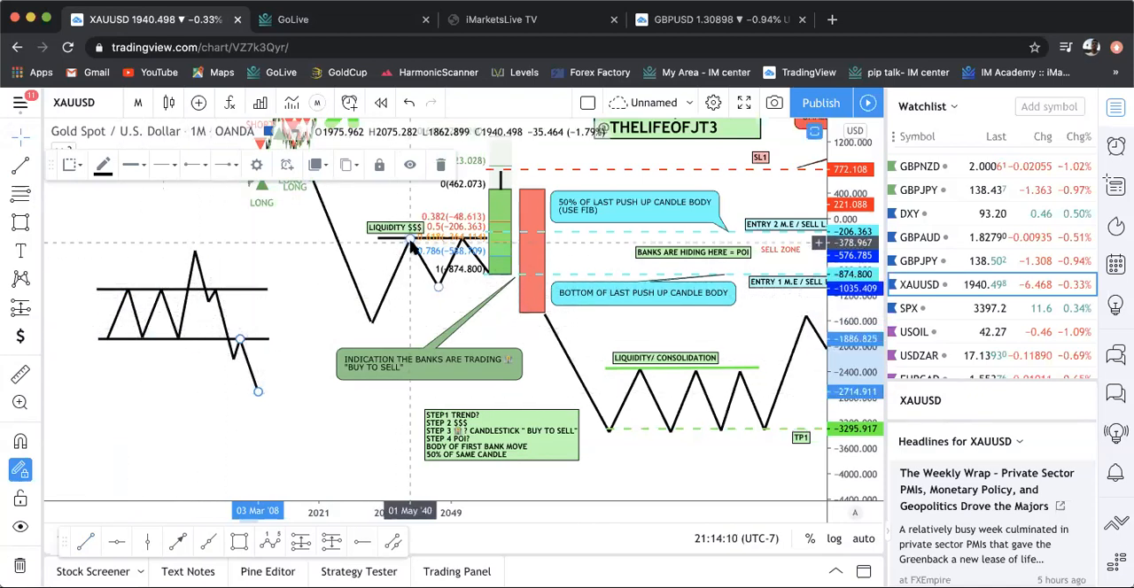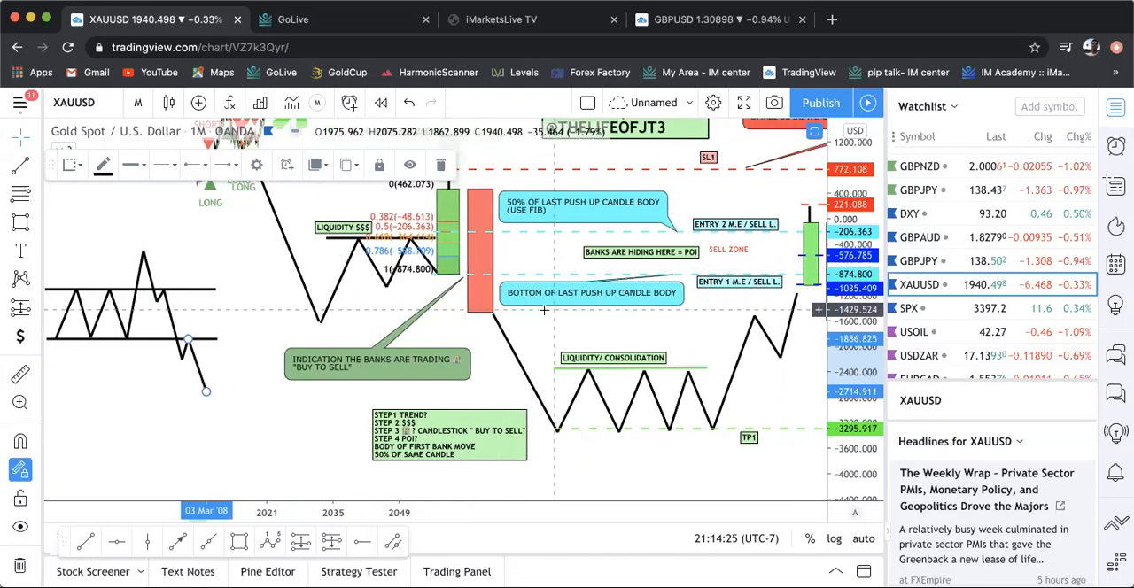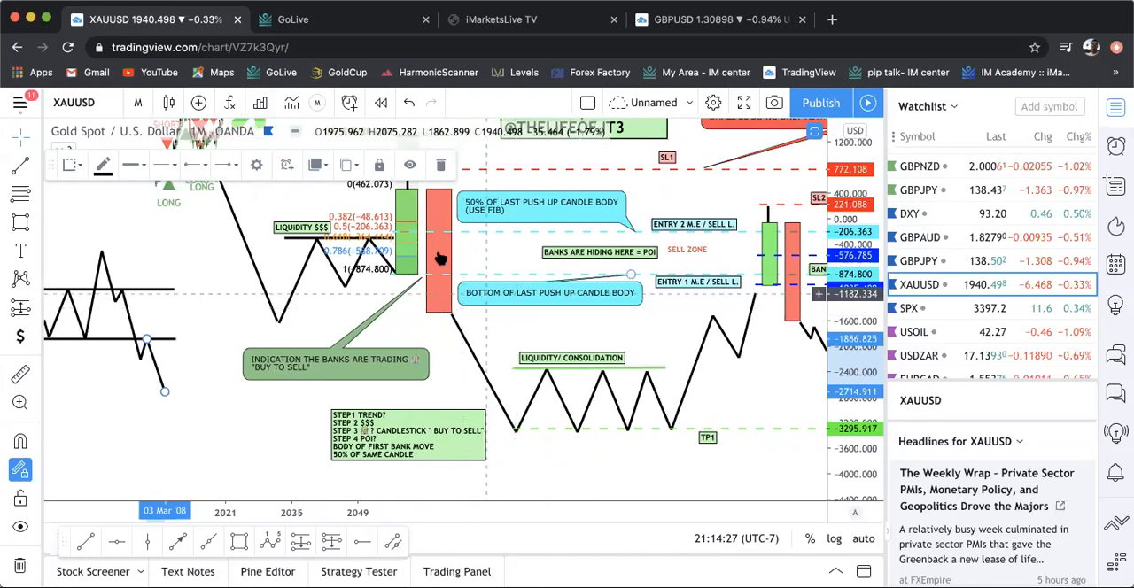As you can see right here, we have our double top. We have our push up. That push up, we have that break back down, back into the zone. And typically we're going to have this move right here. Price drops back down and comes back to retest the candle.